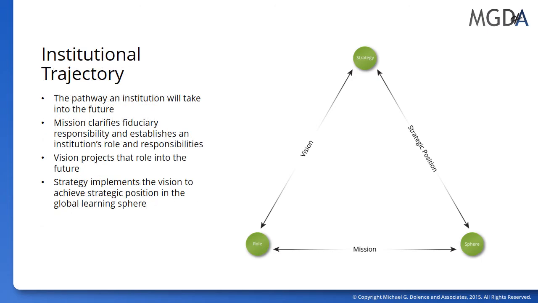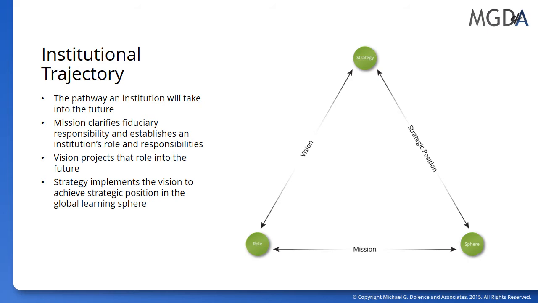These 6 elements frame an institution's trajectory, a term used to refer to the pathway the institution will take into the future. The mission clarifies the fundamental fiduciary function of the institution within its sphere of influence as it fulfills its roles and responsibilities. The vision projects that role into the future, requiring strategy to achieve it. As the strategy is implemented, the institution achieves a strategic position within the global learning sphere.